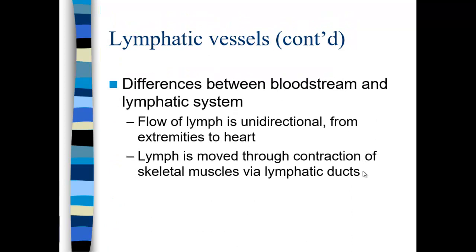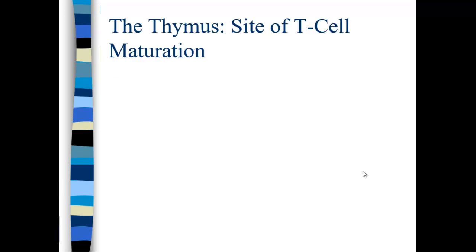Okay. And like I said before, the flow of lymph is unidirectional from the extremities to the heart. And you do have a lymph pulse. You can measure the lymph pulse. It is not the same as a circulatory pulse, but lymph is moved through contraction of skeletal muscles via lymphatic ducts, and this is an involuntary response, and so the muscles contract, and that allows the lymph to move back to the heart.